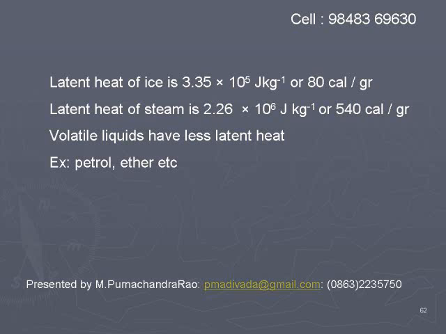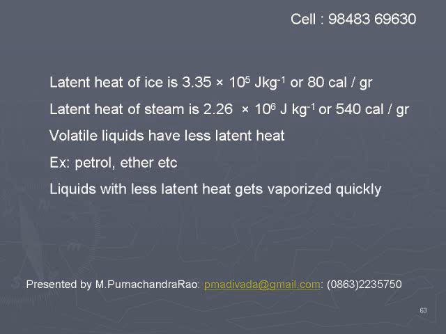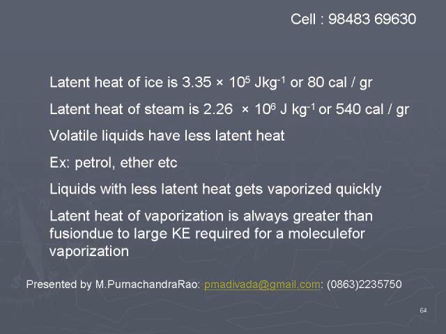Volatile liquids have less latent heat. Example, petrol, ether, etc. Liquids with less latent heat get vaporized quickly. They can be vaporized quickly with less heat. Latent heat of vaporization is always greater than the latent heat of fusion. This is because large kinetic energy is required for a molecule for vaporization.